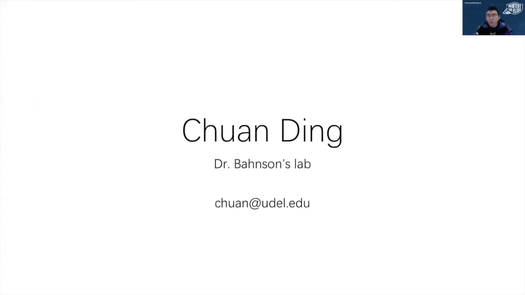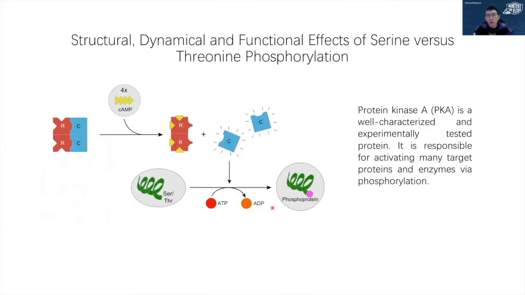Hi guys, my name is Chuan Ding, and I'm a fourth year student in Dr. Bahnson's lab, and this is my email. I'm going to briefly go over my research, and my research focused on the structural, dynamical, and functional effect of serine versus threonine phosphorylation, mainly on the subject, experiment object PKA. So PKA is short for protein kinase A.